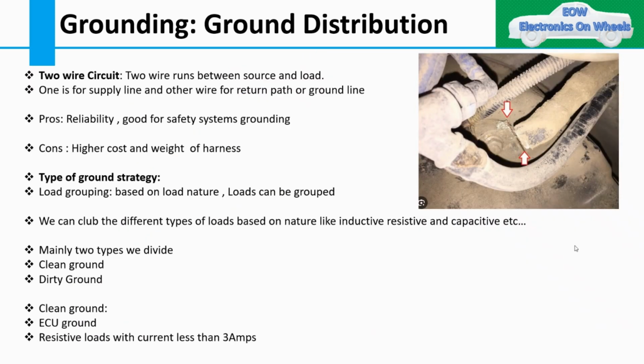Moving to the second one, that is the two wire circuit. Two wire circuit is nothing but what I have already explained. So this is your load, one wire for the positive, one wire for the negative of the battery. So one is the supply, the other wire is the return path. Pros, what are the pros? Reliability, definitely good for safety systems for grounding. What are the cons? Higher cost, and the weight of the harness would be increased.